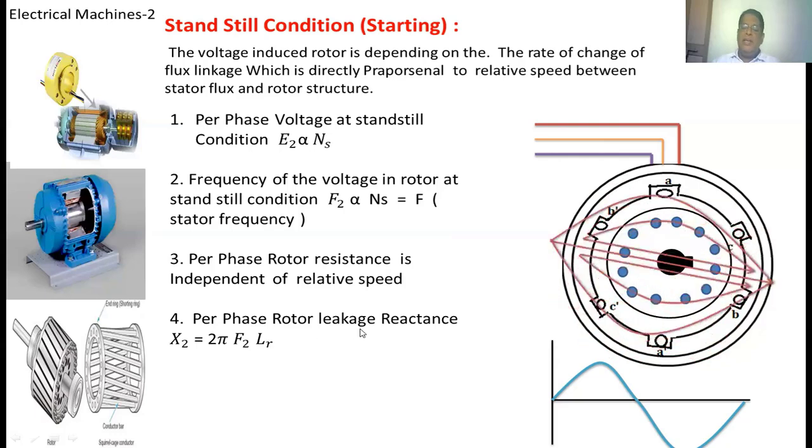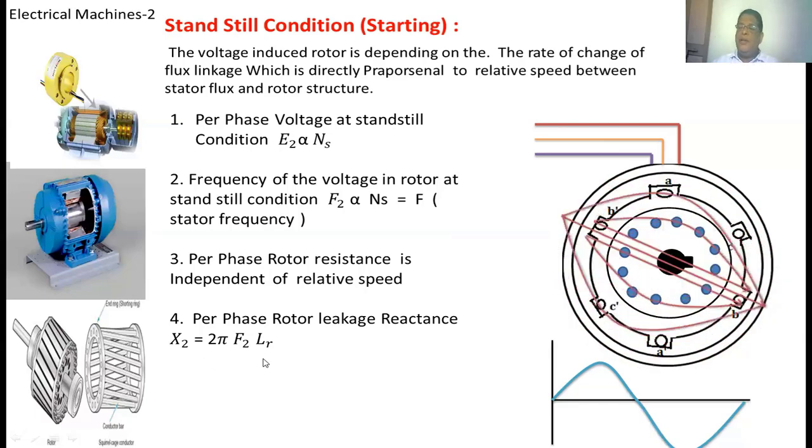Next, per phase rotor leakage reactance. What is meant by leakage reactance? When current is passing through the rotor bars, some amount of flux is also created by the rotor bars. That is linking with the winding turns. Nothing but the rotor conductors have some amount of inductance. That inductance is LR, the rotor inductance. That should be multiplied with 2 pi F2, where F2 is the frequency in the rotor at the time of starting. This is equal to the supply frequency. So the per phase rotor leakage reactance X2 equals 2 pi F2 LR.